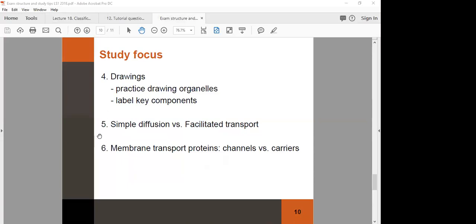These two here are from the lecture Movement Across Membranes. So make sure that you can distinguish simple diffusion from facilitated transport. Also, make sure that you know the difference between channels and carriers. So remember, two different types of membrane transport proteins.